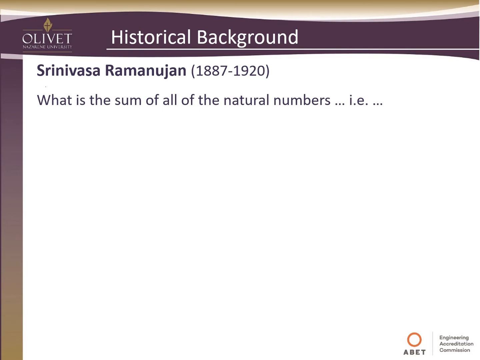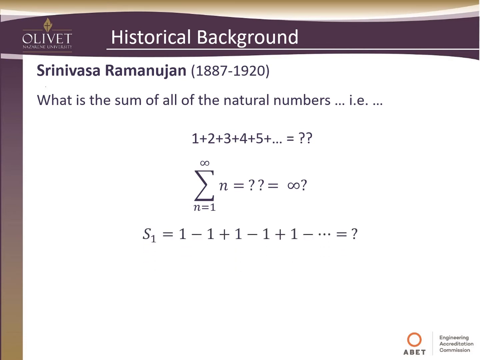And so this has to do with what the sum of all the natural numbers is. That is, if we just take 1 plus 2 plus 3 plus 4, and so on to infinity, what would that equal? Now, of course, we can express that as this summation, n equals 1 to infinity of n. And what is that equal to? Well, intuitively, we would think that has to equal infinity, right? Well, Ramanujan said, not so fast.